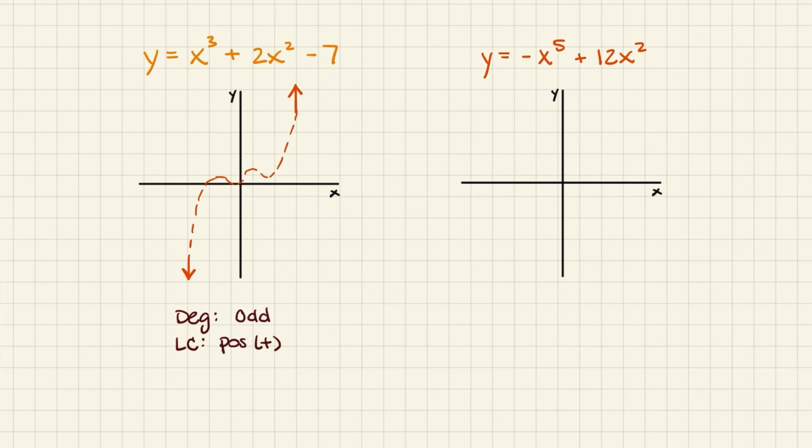Now let's look at this example. y equals negative x to the fifth plus 12x squared. So our degree is our highest power, which is the 5. So a degree of 5 is odd. And then our leading coefficient is negative. Odd and negative. Odd means they're pointing in opposite directions, and negative means it's going to be up on the left and down on the right.